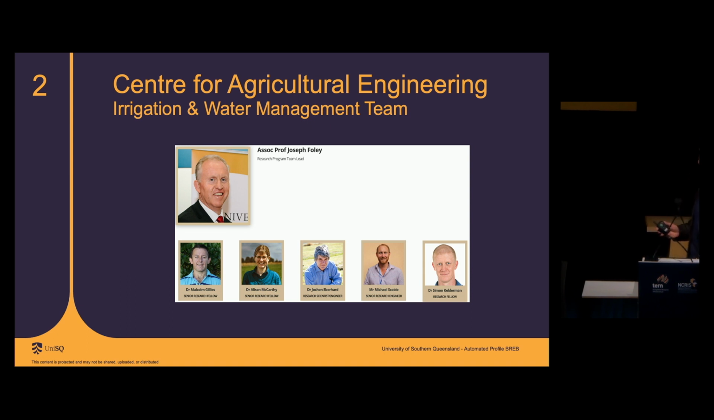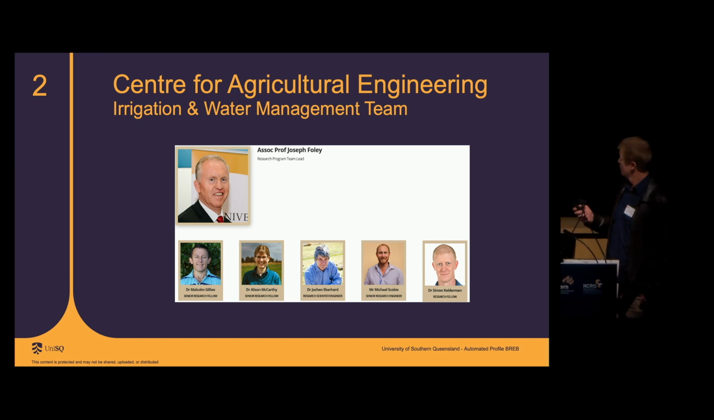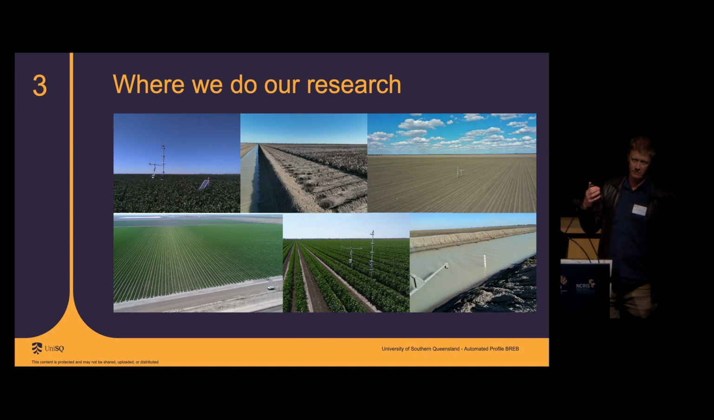I work at the Centre for Ag Engineering up in Toowoomba, and most of our work is done in broadacre cropping, such as these sites here. We're mainly funded by the cotton, sugar, and dairy industries. These are industries that have a relatively small geographical coverage, but they have very large environmental impacts, especially in terms of water consumption, nitrogen, carbon, chemical use. These industries are very aware of that, and they're working hard to try and fix those problems.